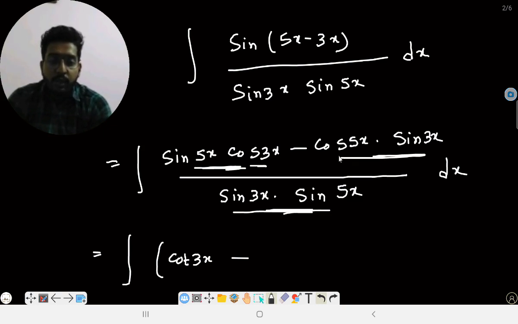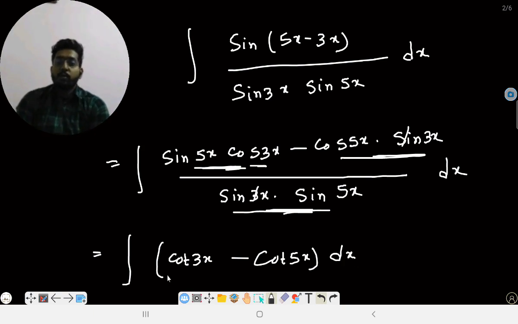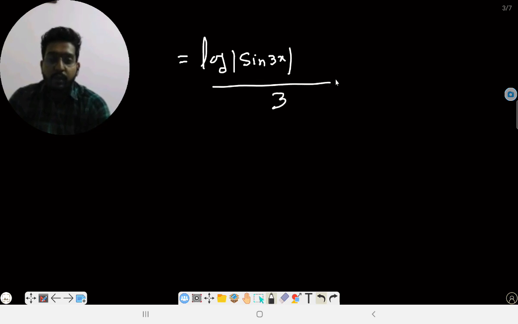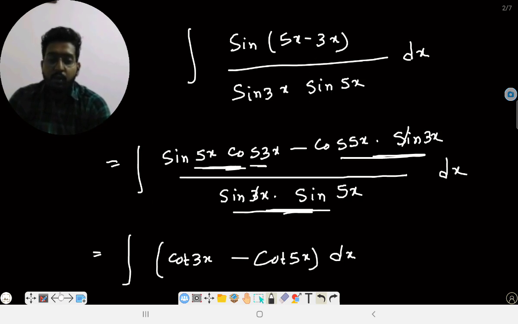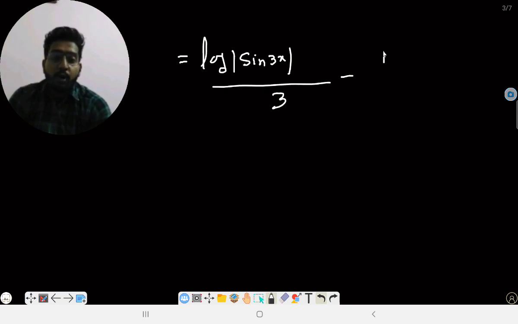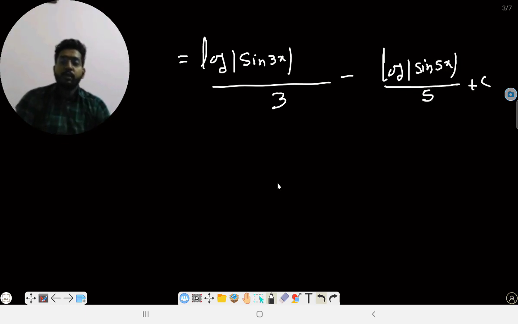If you do like this, you can see sin 3x and sin 3x will be cancelled out. What will be remaining? cos 5x by sin 5x, that is cot 5x dx. Now, what is the integration of cot x? The integration is log sin x. That means log mod sin 3x by 3 minus log mod sin 5x divided by 5 plus c. So that will be the integration of this one.